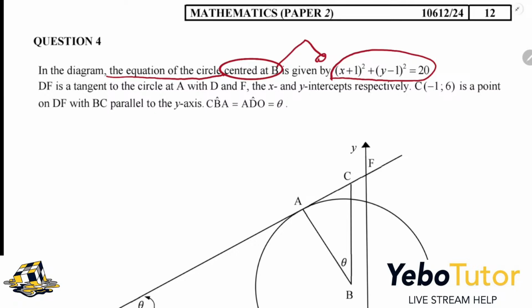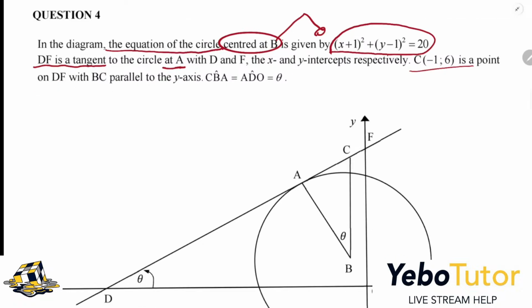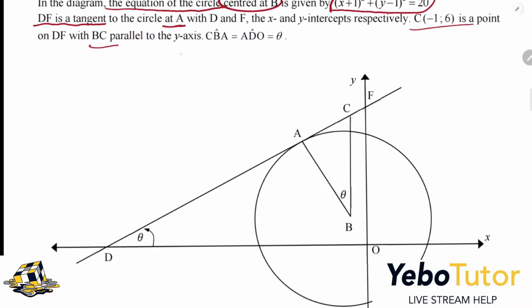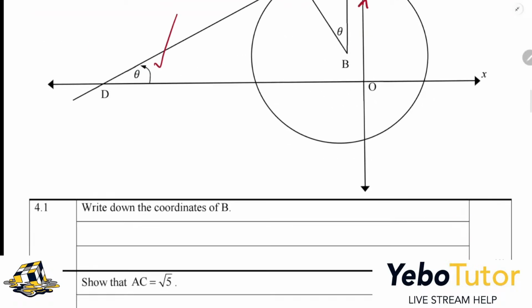Okay, DF is the tangent. This is a beautiful word, so we need to underline that, to the circle at center A. DF and the x-intercepts respectively, where C is a point on DF with BC parallel to the y-axis. BC is parallel to the y-axis, and this is our y-axis. We are given that ADO is angle theta. Okay, cool. Write down the coordinates of B.